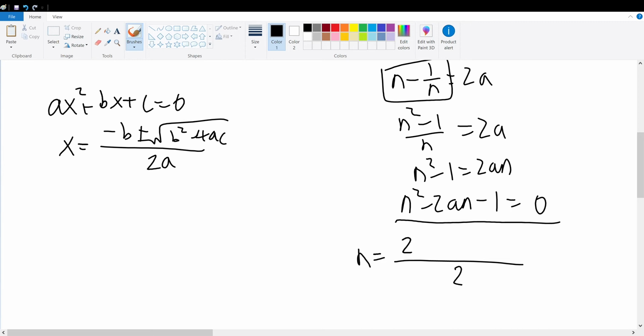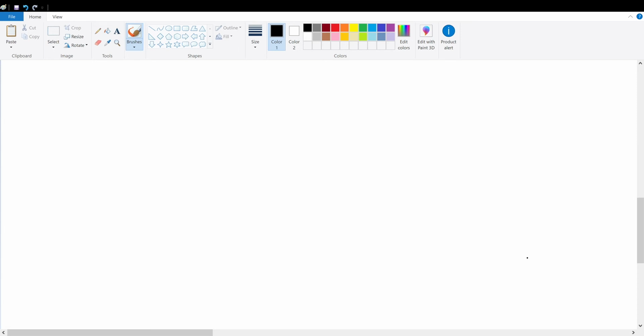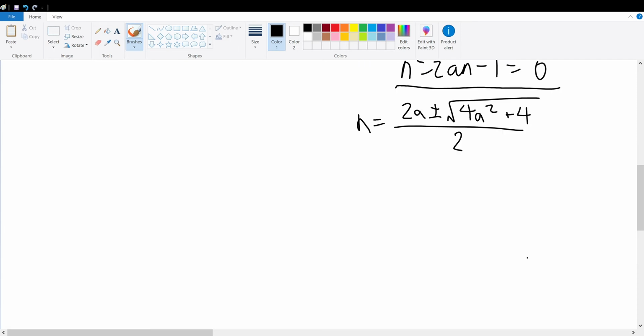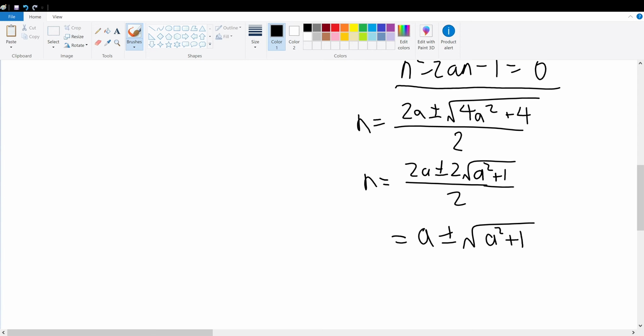Negate that to get 2a plus minus the square root of b squared, 4a squared, minus 4 times negative 1. Negate that to get plus 4. We can factor out the square root of 4 from the square root of 4a squared plus 4 to get n is equal to 2 in the denominator, 2a plus minus 2 times the square root of a squared plus 1 in the numerator. Dividing 2 from the two terms in the numerator, this will be equal to a plus minus the square root of a squared plus 1.